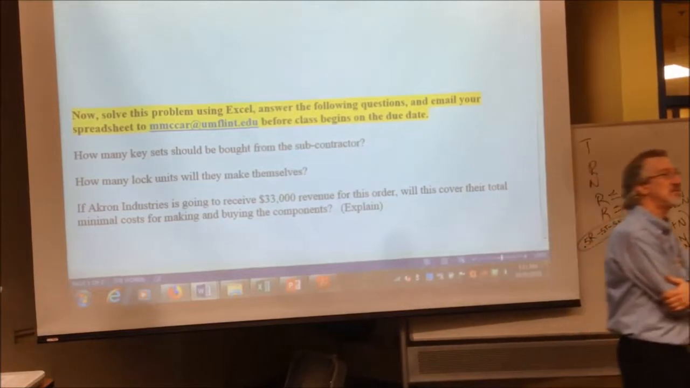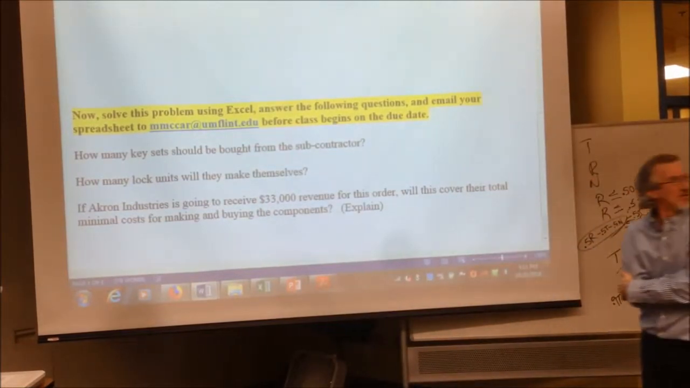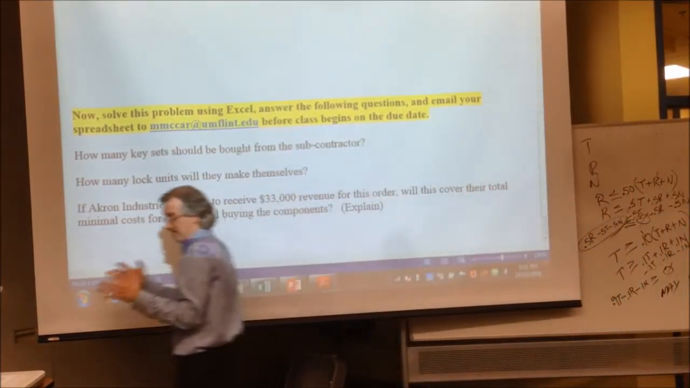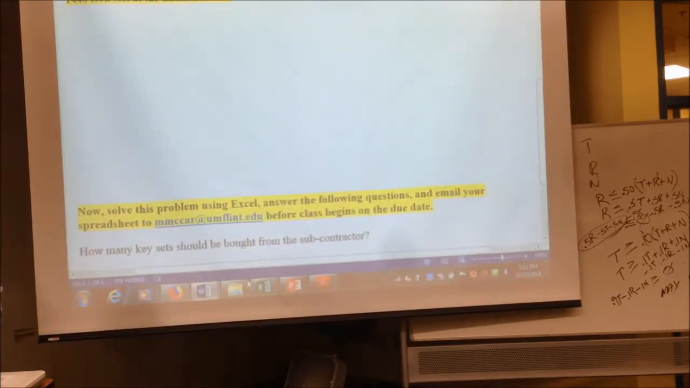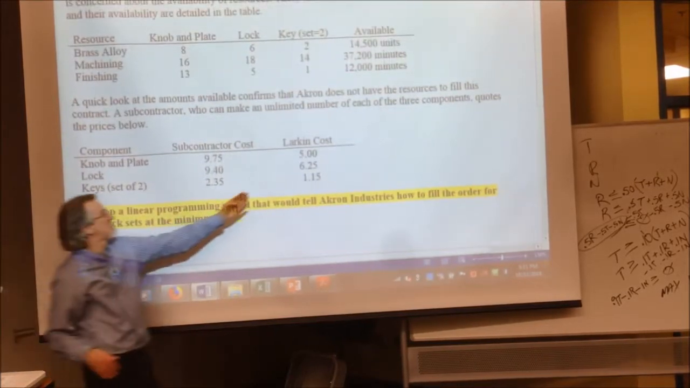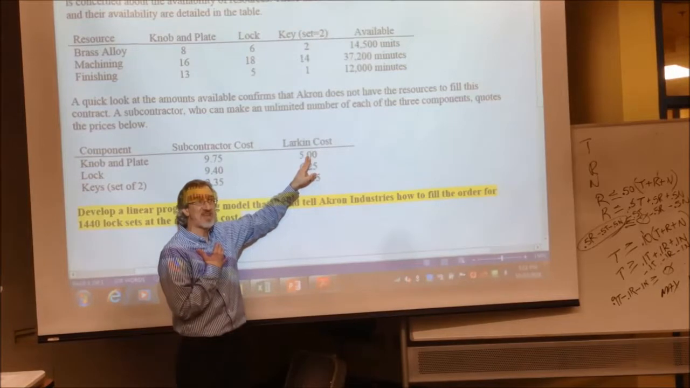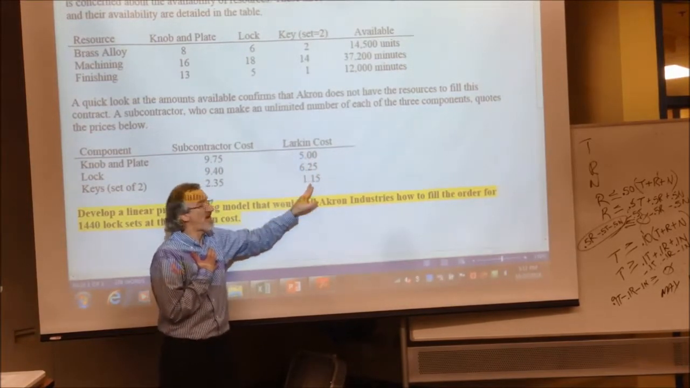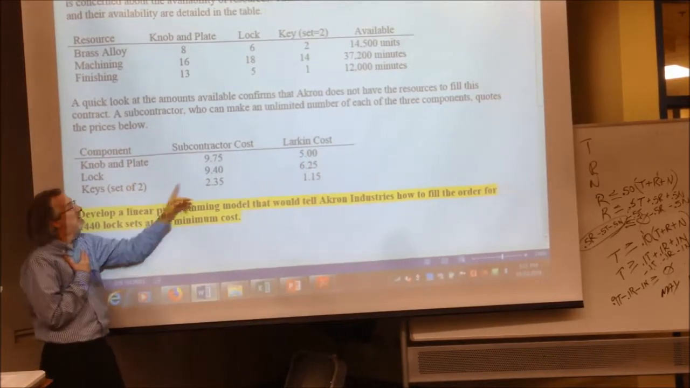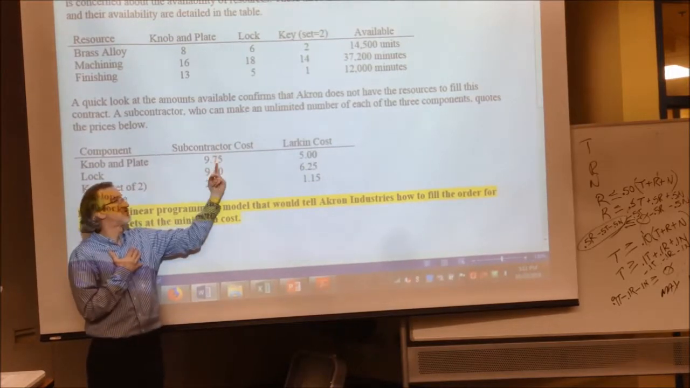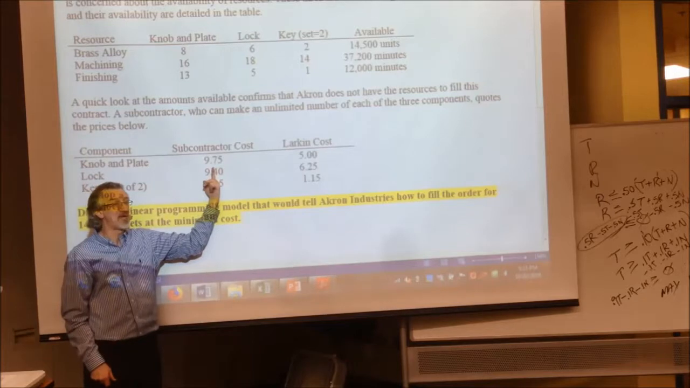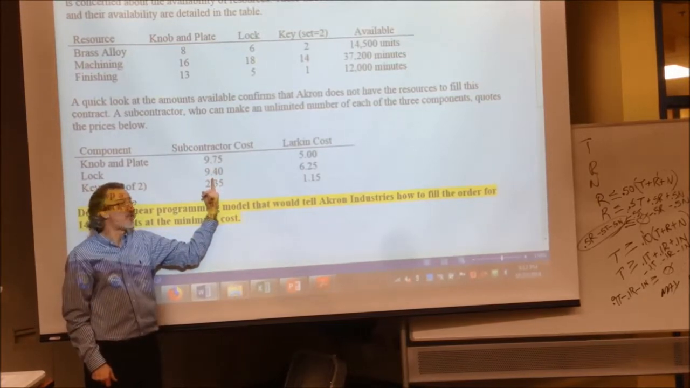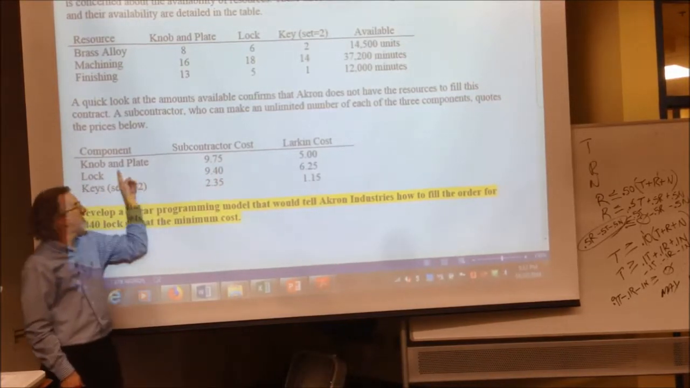What was the subcontractor and the Larkin cost? Are those two different costs? Yeah. If they make all three parts to put together themselves, they have a certain cost. Up at the top, if we do it ourselves, we're going to spend $5, $6.25, and $1.15 to make each of these, but we don't have enough resources to do them all. Whatever we're subcontracting out, we're going to pay $9.75, $9.40, and $2.35 for each one of these.